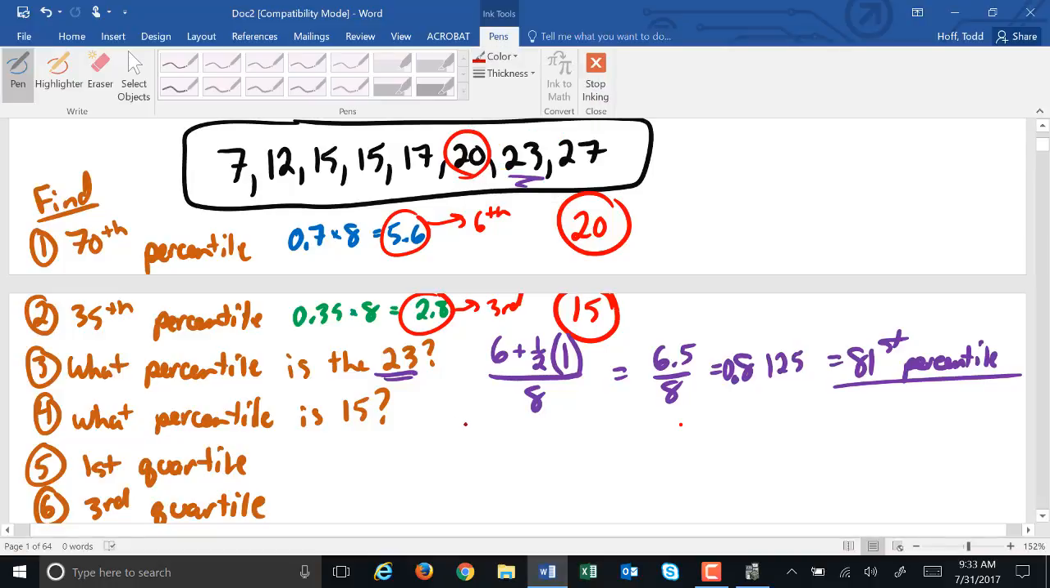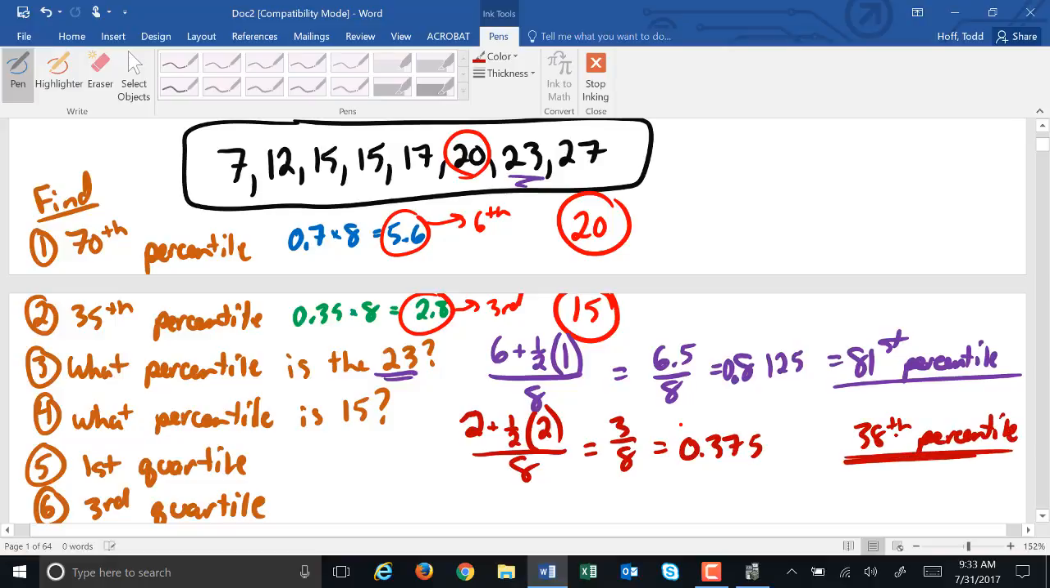Now for the 15, how many are smaller than the 15? 2 plus 1/2 times how many are equal to 15? 2, and then over n of 8. So 1/2 times 2 is 1. 2 plus 1 is 3. So that's 3 over 8, or 0.375, which will round to the 38th percentile. If you left it as 37th, that would be fine too.